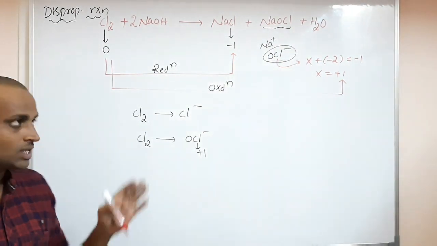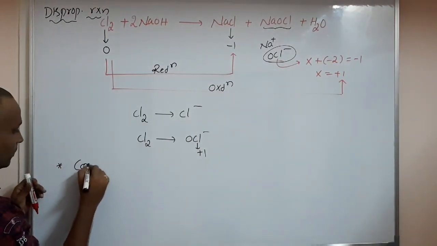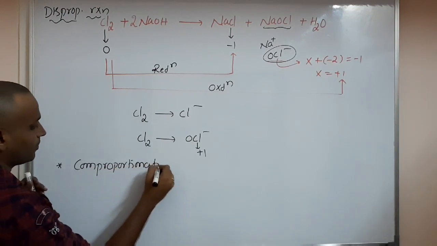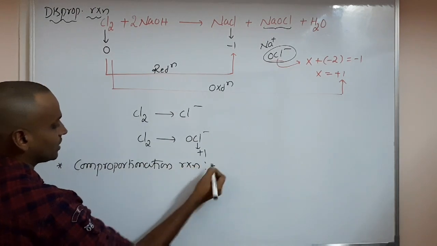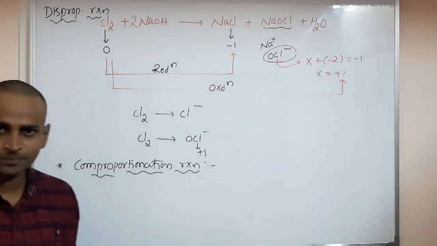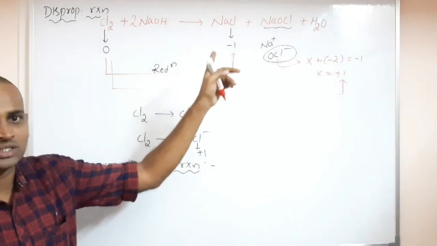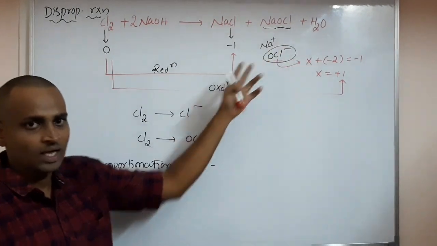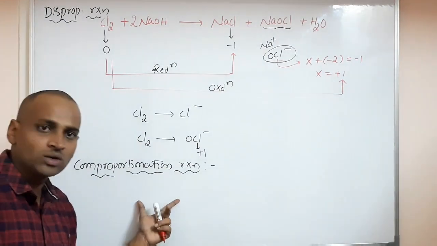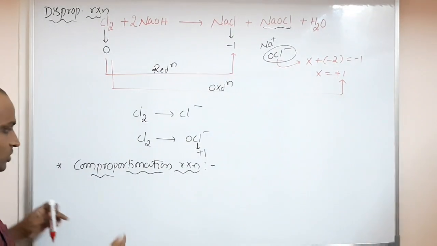Next we have to discuss the opposite of the disproportionation reaction, which we call comproportionation. The comproportionation reaction we have to discuss. Very simple, exactly the reverse reaction. In disproportionation, one underwent both oxidation and reduction, meaning one converted into two ways. Now two convert into one, meaning two types of ions or atoms which belong to the same element will give one kind.